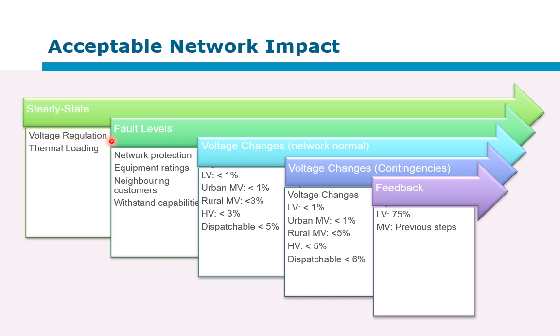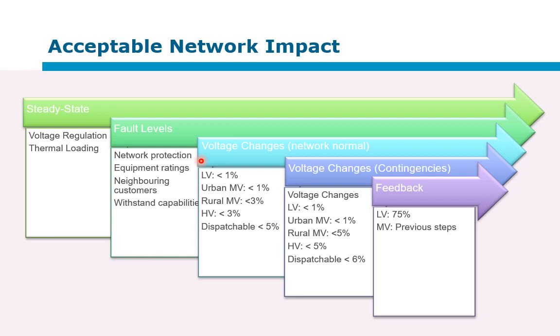Fault levels, one should look at things like the network protection, is there coordination, equipment ratings during faults, the effect on neighboring customers, as well as the withstand capability of the protection equipment itself. Voltage changes during the network normal conditions, since in low voltage systems and urban medium voltage systems one can expect to find quite a number of these generators. The voltage changes per individual generator should be limited to a low value.